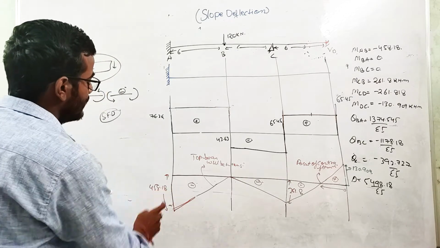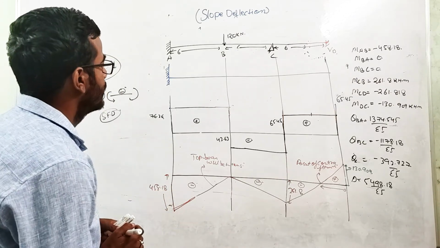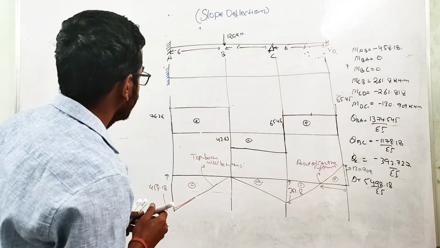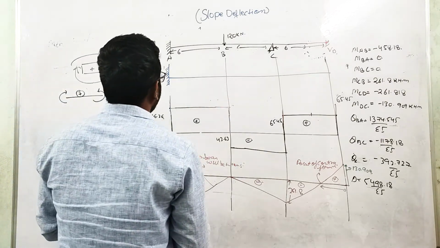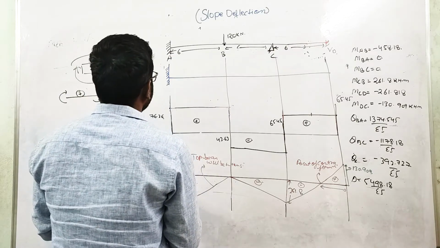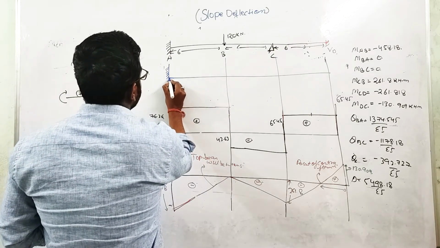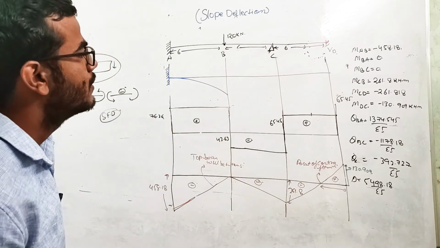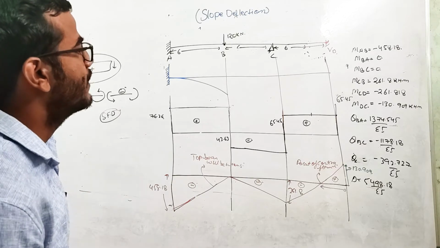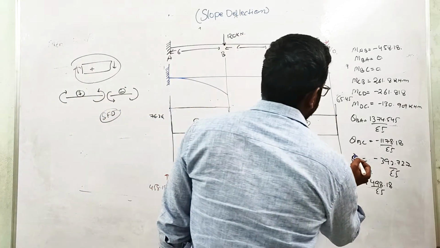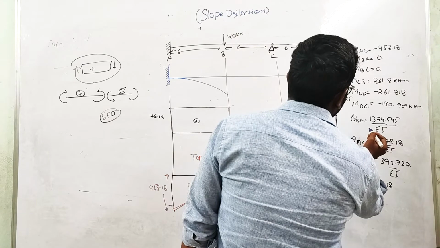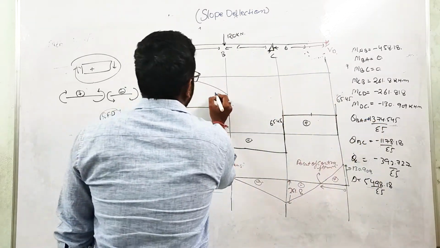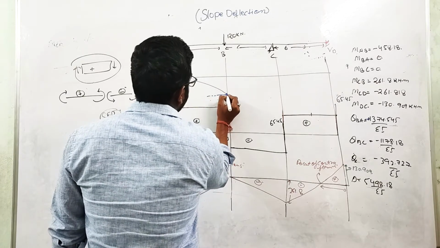Here you can see that this moment is negative, right? Up to this point it is purely negative. Hogging, it means hogging. So at this end A, the slope is 0 basically. So it will bend like this. Okay. Now let us check the theta value. What will be the value of theta BA? Theta BA we have calculated positive. Now you check whether this value of theta BA is positive or negative.